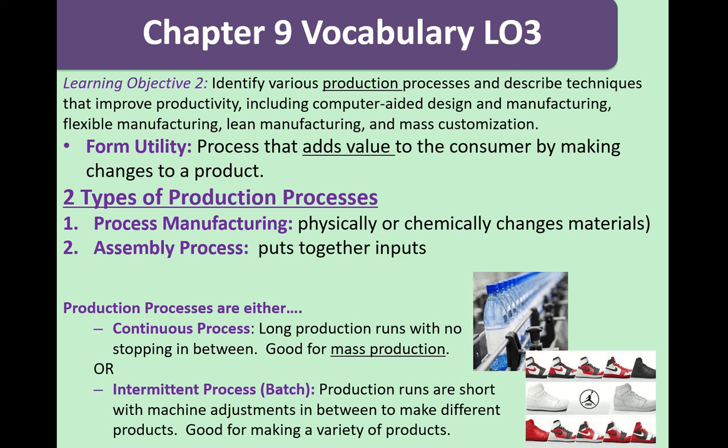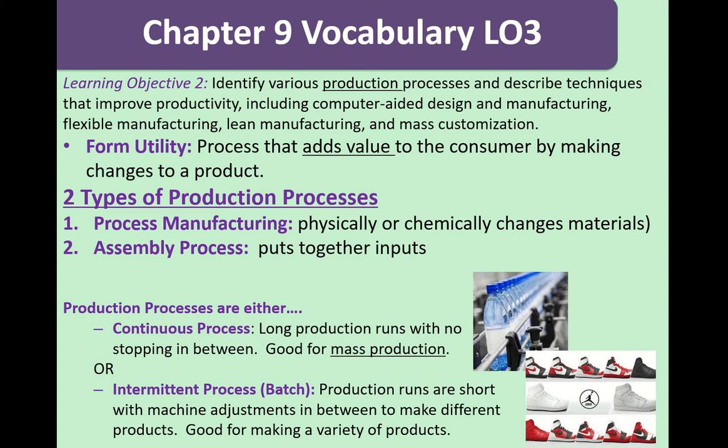Both of these production processes can either be continuous or intermittent. There's other types as well, but these are the 2 main types for this chapter. Continuous is just like it sounds. You have an assembly line, and you turn it on at the beginning of the day, and you basically don't turn it off until the end of the day. No stops. You're just continually producing something, and that's good for mass production, and usually good for things that are really simple, like water bottles, or if you're making soda, right?